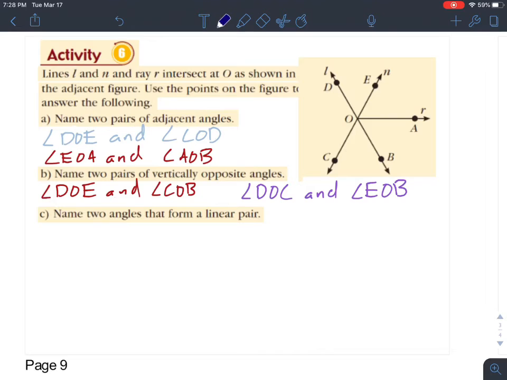Alright, then the last one, we needed to name two angles that form a linear pair. Again, there are a lot of them that are in this picture, so I'm just going to choose one pair. So I am going to use angle EOA.